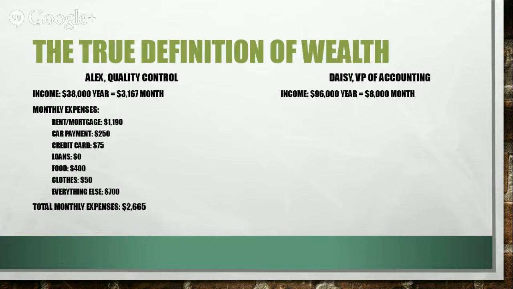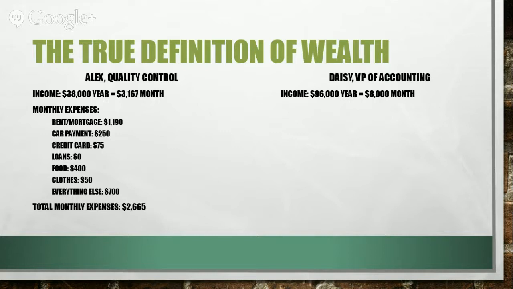So if you start to look at Alex's expenses, I listed them out here. Alex pays about $1,190 for rent. He has a decent one-bedroom apartment. He has a car payment. He doesn't have the sexiest car, but it gets him by. He pays about $250 a month for his car payment. Credit card, he doesn't really use it all that much, but he does owe some on his credit card. So he pays about $75 each month for his credit card.